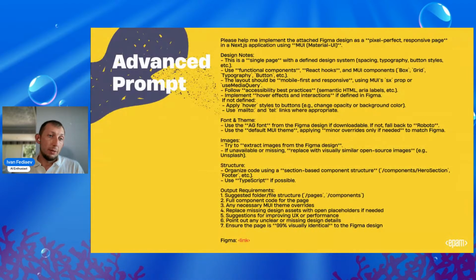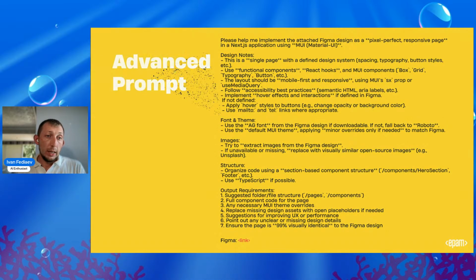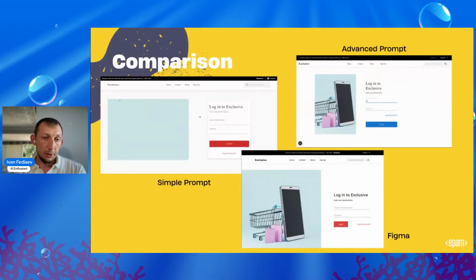Here you can see the advanced prompt. I don't want to read all of it, but you can see that we provide as many details as possible. We provide design notes, font and theme, some topic-related images, some clarification about structure, and we provide what output we are expecting from Cursor. And it's more complex than the previous one. Now let's see the differences.